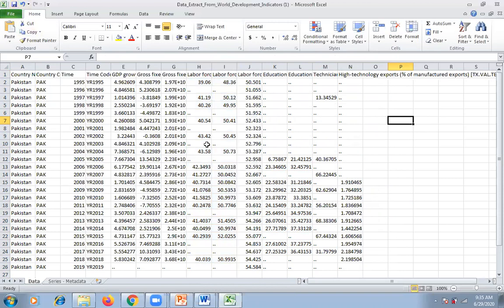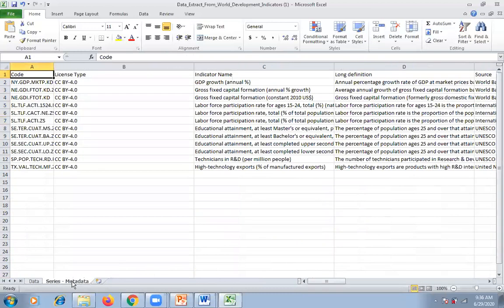It is available. Now your data collection is completed for 25 years. You can see here the whole data from 1995 till 2019. 25 year data is available over here. Now the next is the series metadata. Here definitions for all variables are given.